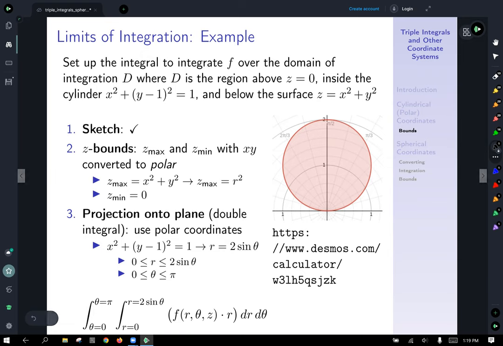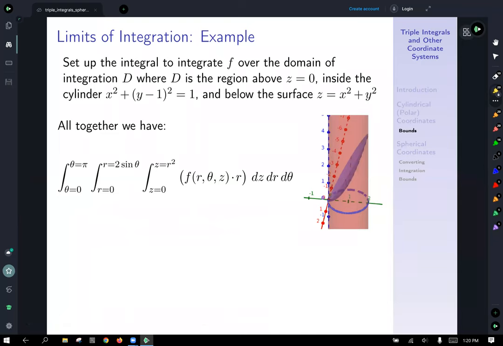Now putting that all together, I've written it as a double integral here because I haven't included our inner integral yet, but remember we're integrating the function f, an arbitrary function. I emphasized here that we've also converted f into polar or cylindrical coordinates. If it was given to us in xy terms, we'd have to convert that into polar as well. But there are our limits of integration for our outer two integrals. Putting that together with what we found originally for our z limits of integration, which is our innermost integral, we have put it all together.